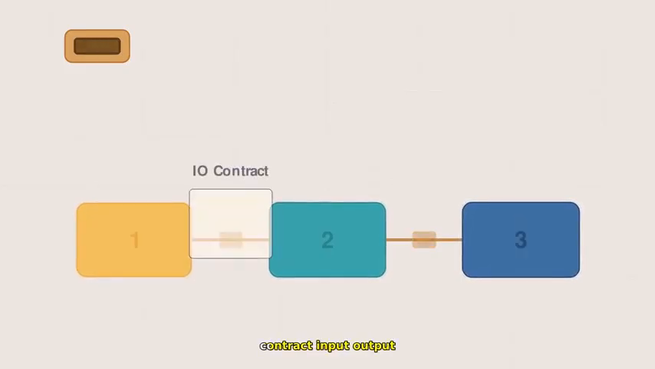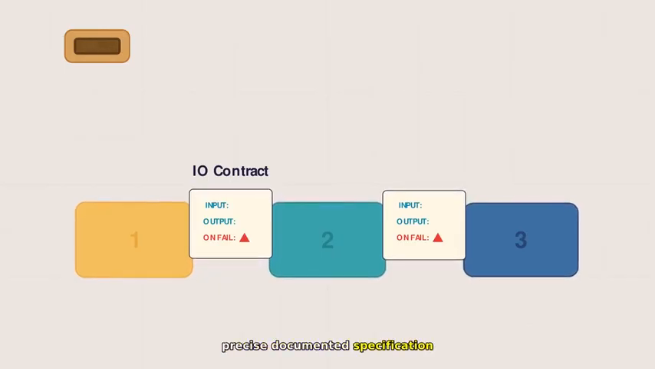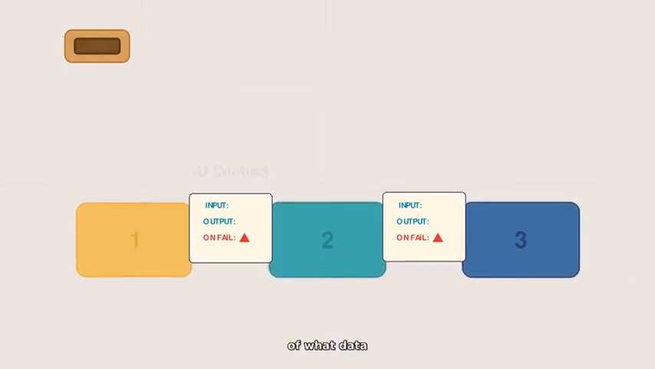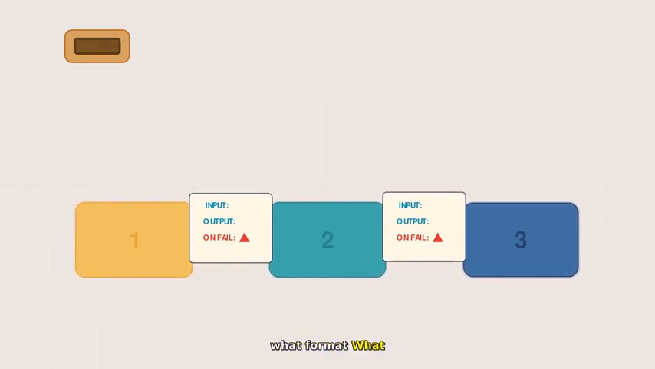An I/O contract, input-output contract, is a precise, documented specification of what data this stage receives as input and in exactly what format? What data does this stage produce as output and in exactly what format? Under what conditions might this stage fail and what should happen then?